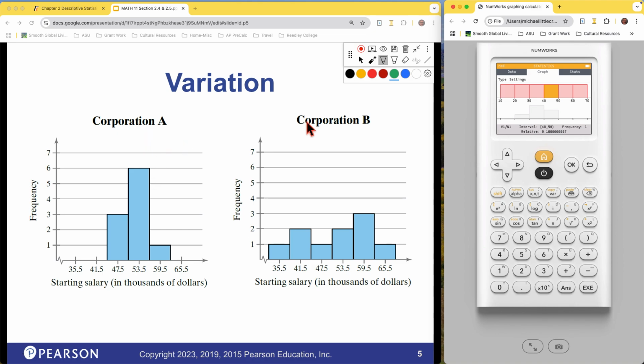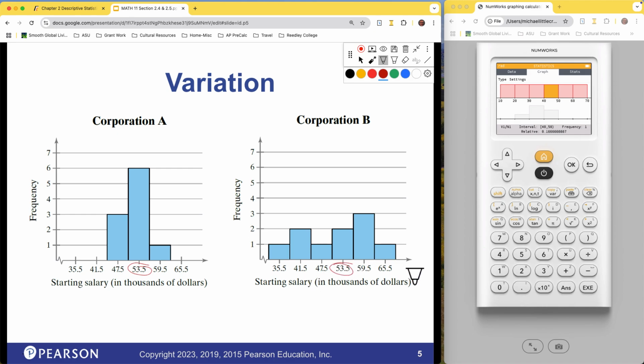Okay, and if we do that over here, this is some different data. It says starting salary at these corporations. They both seem to have about the same mean, maybe right here about this, but this actually might be skewed one way or the other.